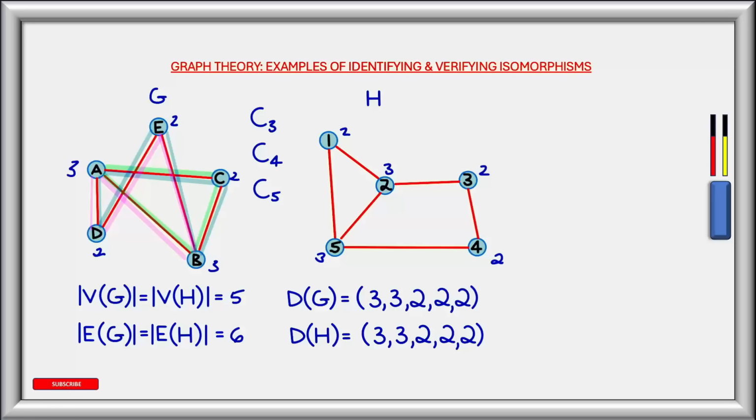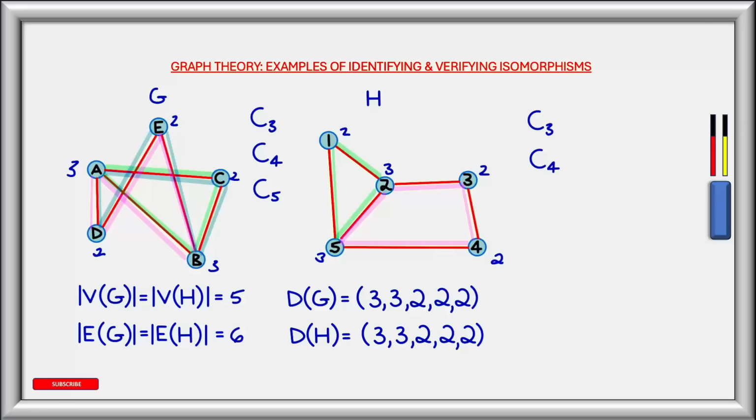So a C5 cycle. And moving on to graph H, we can begin at vertex 1, travel to 2, then on to 5, and back to 1 again. And so that's a cycle of length 3. So a C3 cycle. Next, we can start at vertex 2, move on to vertex 3, from 3 to 4, from 4 to vertex 5, and then back to vertex 2 again. And that's a cycle of length 4.